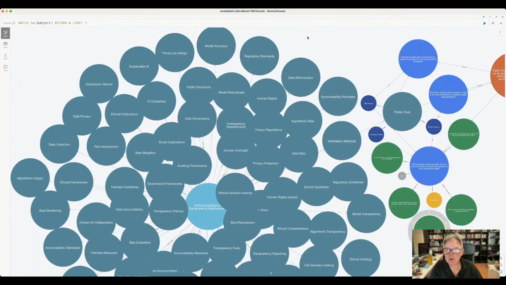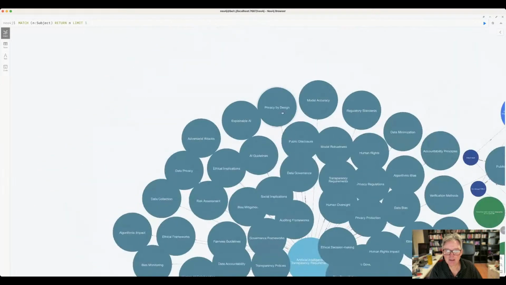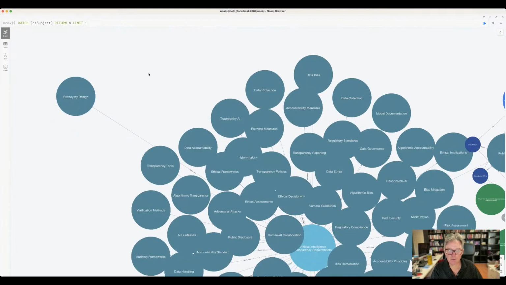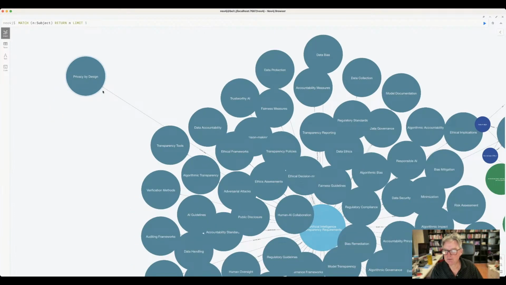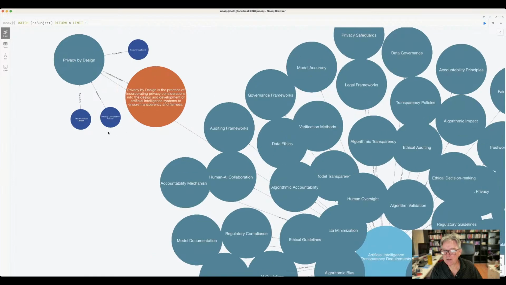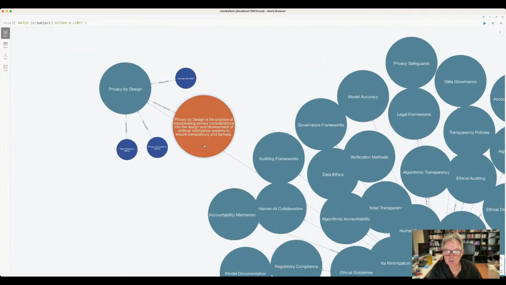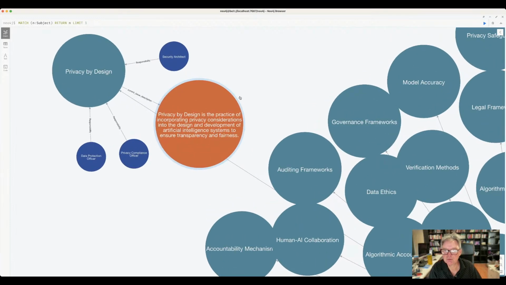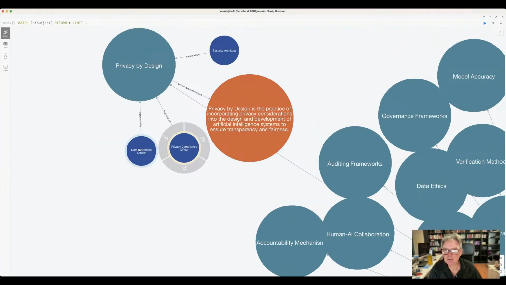Let's do one more so you have an idea of what's going on. Let's take privacy by design. I'm just taking a random one here. Privacy by design. Opening that one up. Privacy by design is the practice of incorporating privacy considerations into the design and development of artificial intelligence systems to ensure transparency and fairness. Again, job roles: security architect, privacy compliance officer, data protection officer.